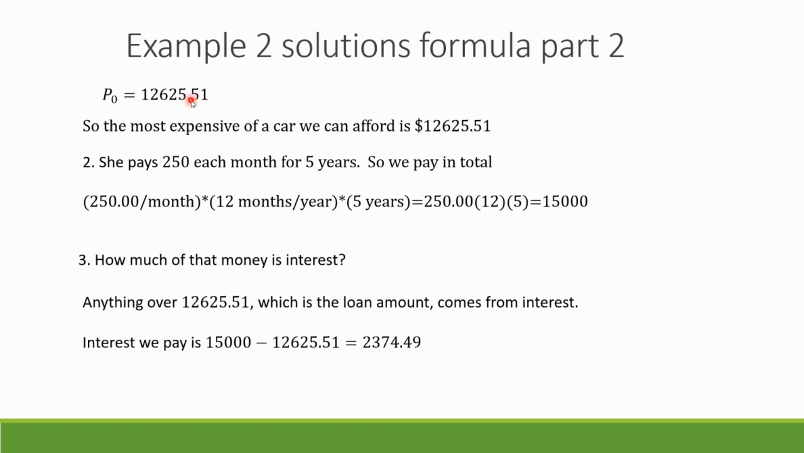Well, she's paying off the loan. Why is there more money she's sending them? That's interest. Anything above the loan amount is interest that she has to pay. How much interest is there? It's how much she's sending them minus the loan amount, P0. And that's our interest. It's how much more she's sending. Okay, any questions on that?